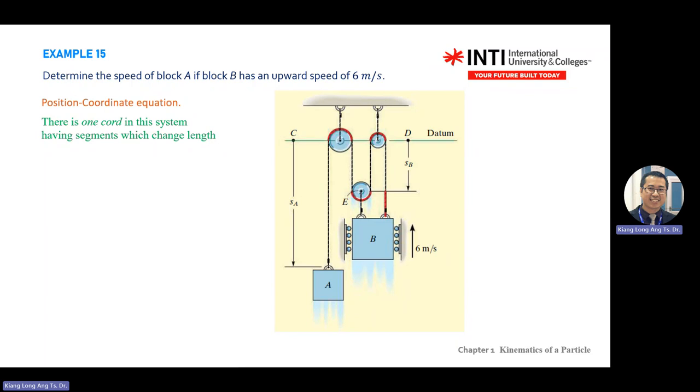Every time you see a pulley with a rope, it doesn't matter how many pulleys or objects you have. First, look for how many ropes. Some questions have one rope, some have two, some have three. So look for how many ropes you have. Then write LT equal to L1 plus L2 plus L3 and so on.